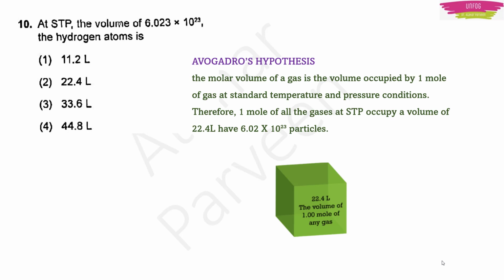It states that 1 mole of all gases at STP occupy a volume of 22.4 liters and they have 6.023 into 10 raised to 23 particles. That's why 22.4 liters is nothing but volume of 1 mole of any gas. So either you have 1 mole or you have 6.023 into 10 raised to 23 particles. The volume will be 22.4 liters only.